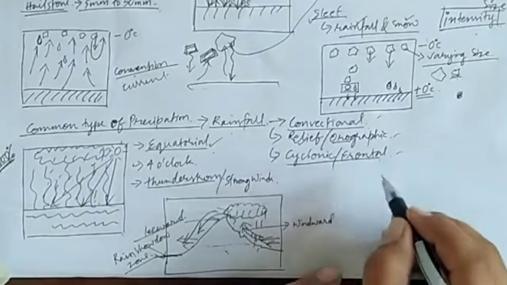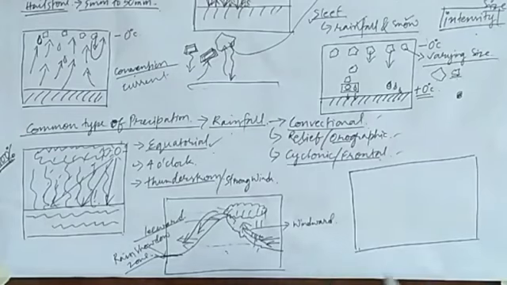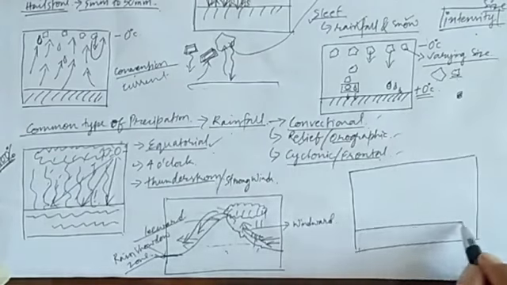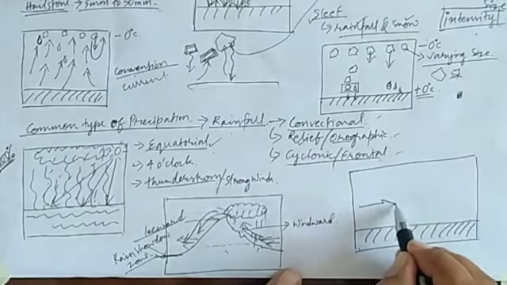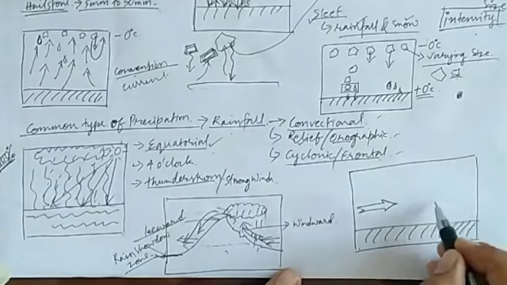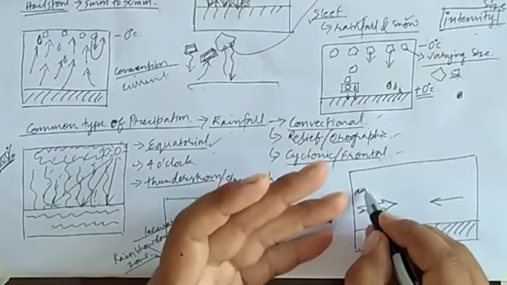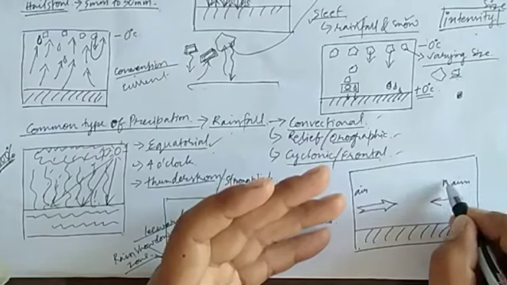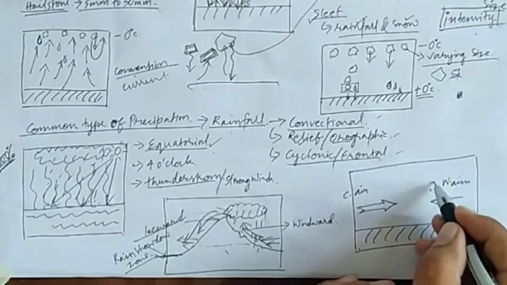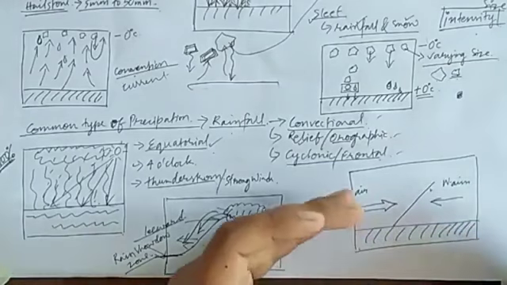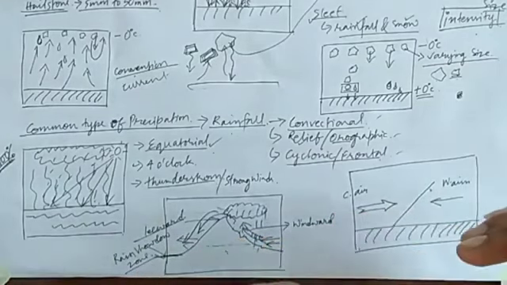Now, the other rainfall we are going to discuss is the cyclonic or the frontal rainfall. How this rainfall occurs is also very simple. This is the Earth's surface. Now, suppose the cold wind is blowing from this side, and the warm wind is blowing from this side, or we can say the cold air mass and the warm air mass. Now when they collide with each other, a distinct boundary will form in between these two air masses.